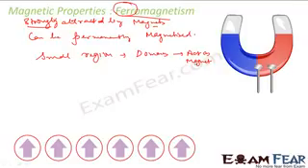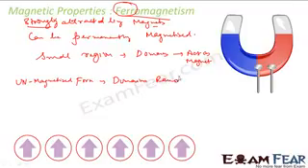In the normal unmagnetized form, you'll see that these domains are randomly arranged. Since these domains are randomly arranged in the unmagnetized form, they don't have a very strong magnetic property, because these moments generally cancel each other.